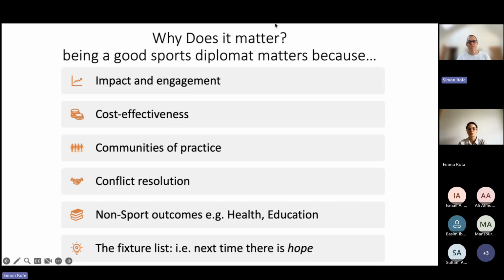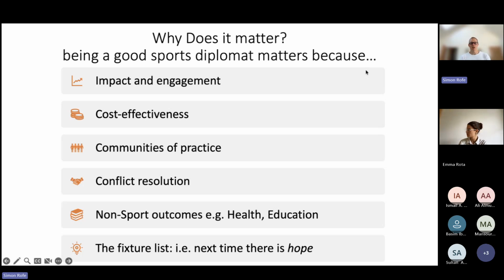So, first question to ask is, why does this matter? And my answer, being a good sport diplomat matters because it allows for impact and engagement. It's cost effective. It's not cost neutral, but it is cost effective. It allows us to build out communities of practice across nations and within nations. It allows for aspects of conflict resolution, whether that's conflict resolution at a meta scale where there's armed conflict, or simply resolution of differing perspectives.